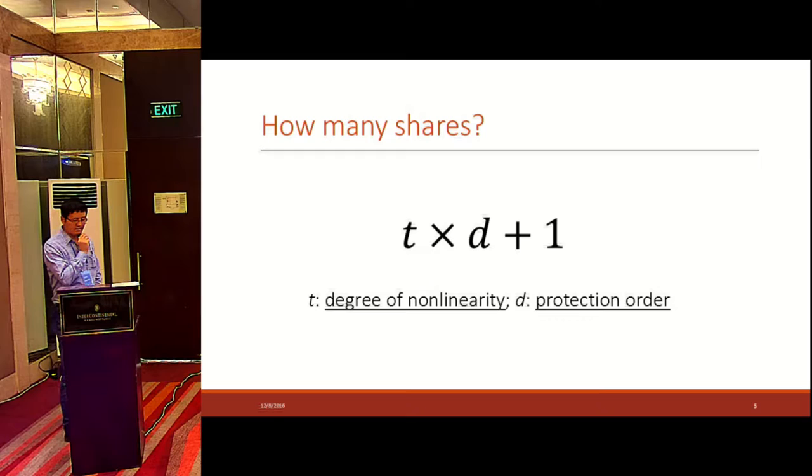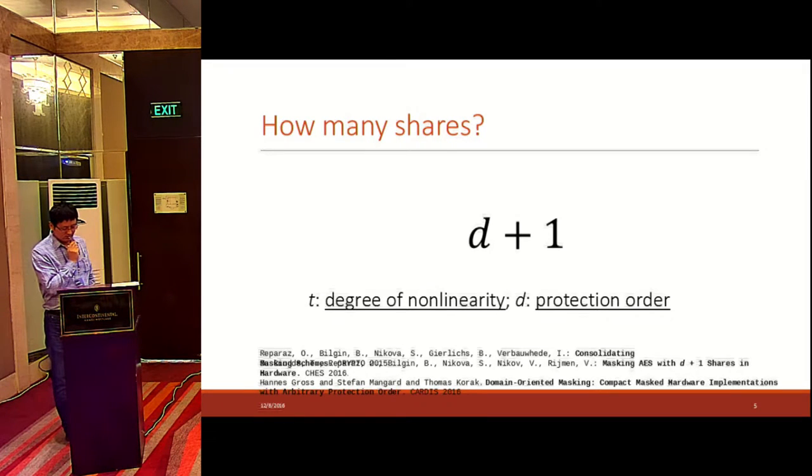It has been shown that in the d-probing model, at least t times d plus one shares should be used to provide d-th order protection. Here t means the algebraic degree of the nonlinear function, and d means the protection order you want to achieve. Two recent works have shown that we can actually reduce the number of shares to d plus one if we relax some restrictions to construct a TI. After you bring down the number of shares, the area of the implementation can be greatly reduced. In this work, we continue in this direction to reduce the number of shares.